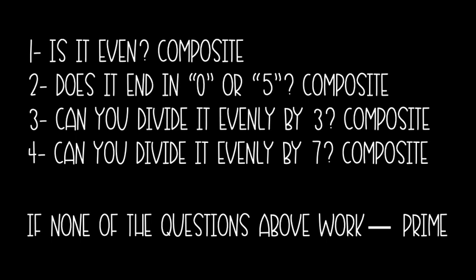And the same thing with 7. There is a rule for the divisibility of 7, but I'm not going to teach them that rule. It just adds more for them to remember. They just do long division, divide the number by 7. If it divides evenly by 7 with no remainder, it's composite. If they have checked those 4 things and none of those work, then the number is prime, and it only has the factors of 1 and itself.